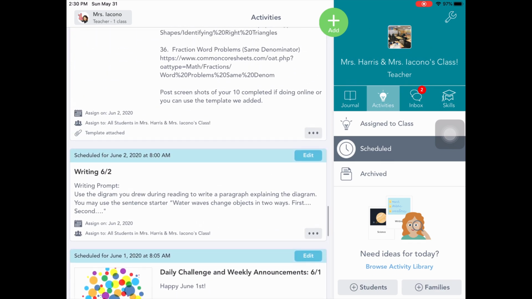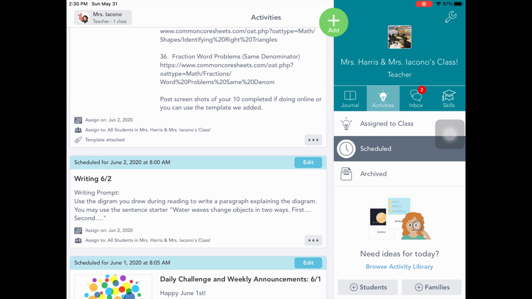June 2nd. Our writing prompt is going to say, use the diagram you drew during the reading to write a paragraph explaining the diagram. You may want to use the sentence starters: water waves change objects in two ways, first, second.